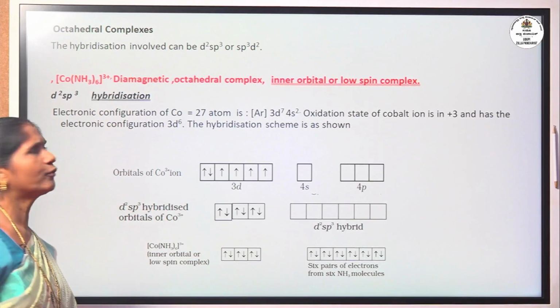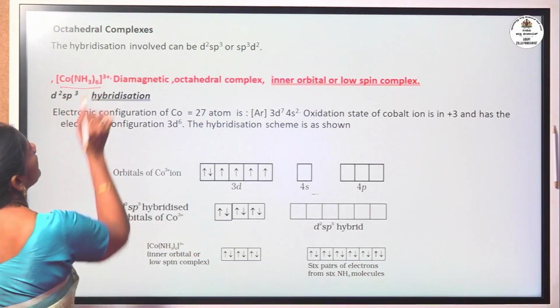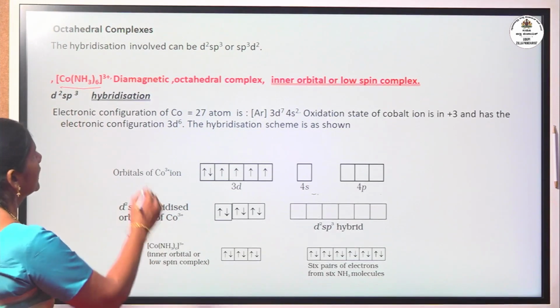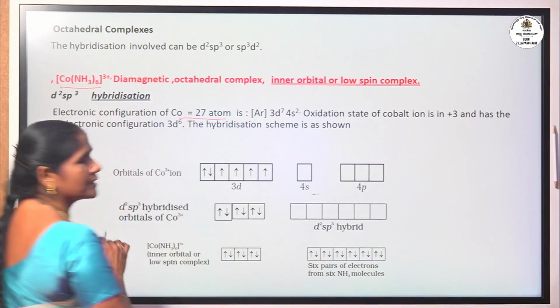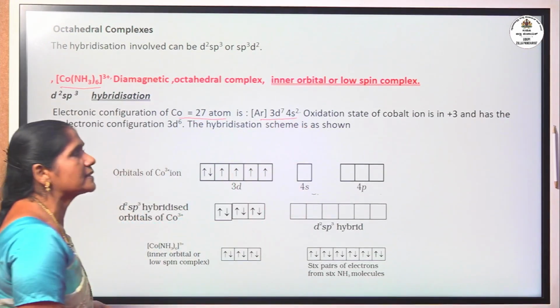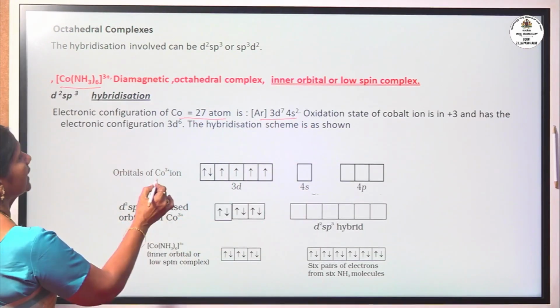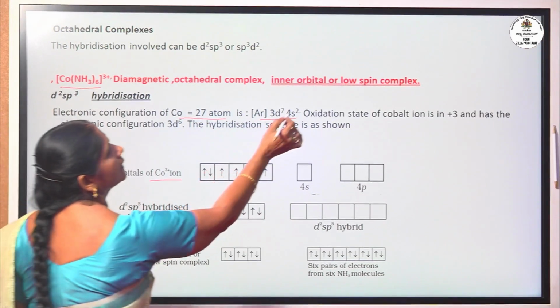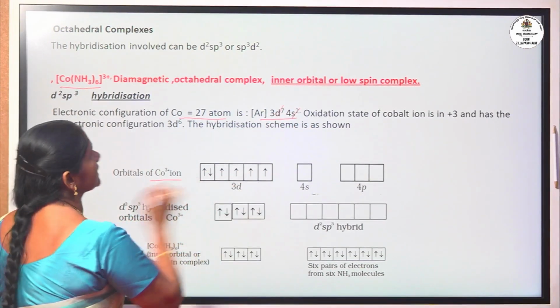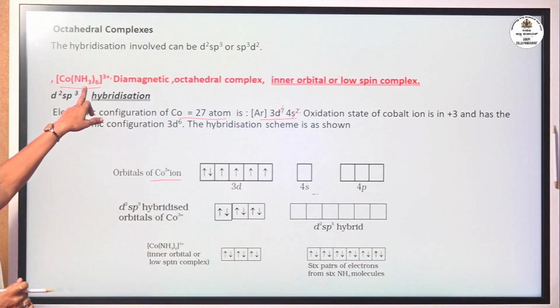Just in brief to tell you about the cobalt hexamine compound, the hexamminecobalt(III) ion. Here the atomic number of cobalt is 27, so the electronic configuration is 3d7 4s2. When it is cobalt 3 plus, the 2 electrons from 4s and 1 from 3d are lost, and this becomes 3d6. Now, if you look at this ligand, it is called a strong ligand.